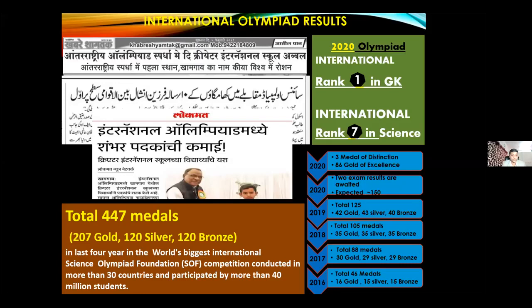So that's the achievement. That's really a platform for every student. It is not only the very intelligent who will excel. Even average students have an opportunity to excel, and they are doing that. They are earning gold medals in the international exams. By now, out of 447, we have got 207 gold medals, 120 silver and 120 bronze medals.